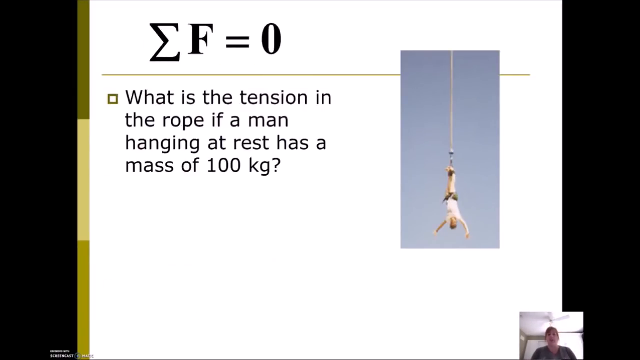Let's take a look at this man. If he's hanging at rest on a rope, and he's probably saying, can you get me down from here? What is the tension in the rope if he has a mass of 100 kilograms?